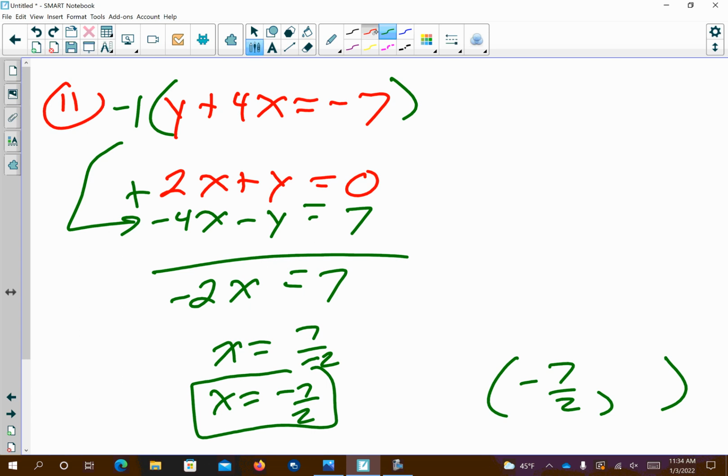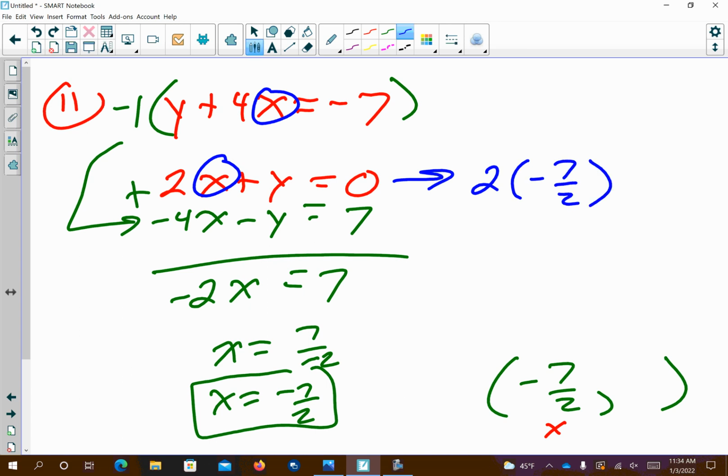So now I want to find my y value. Remember, that's an x value. I want to find my y value. So I'm going to take this -7/2, and we could plug it in either here or here. I'll pick the second equation. You could have picked the first. It's still going to give you the same answer. So those cancel. So I get -7 plus y is equal to 0. Add 7.